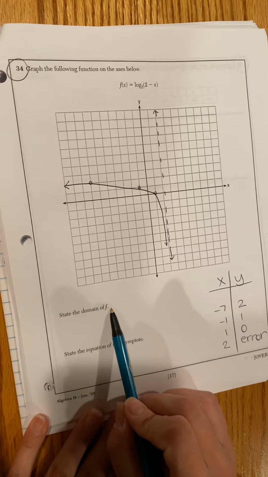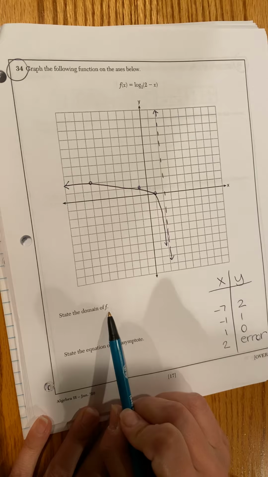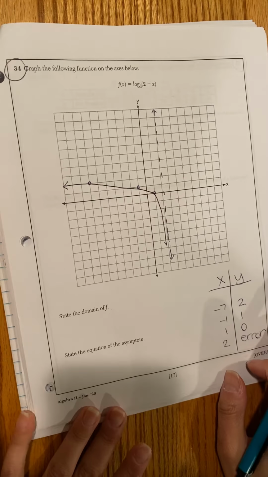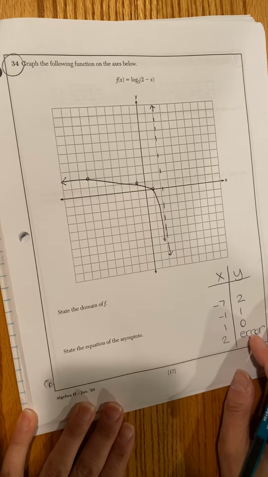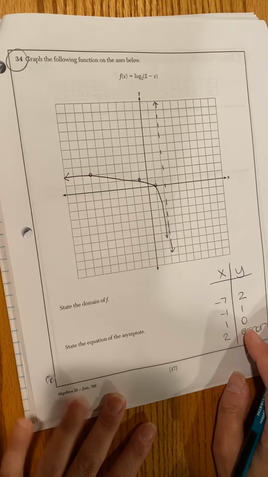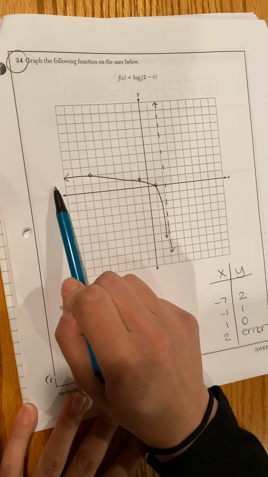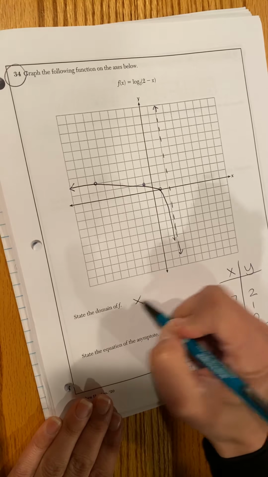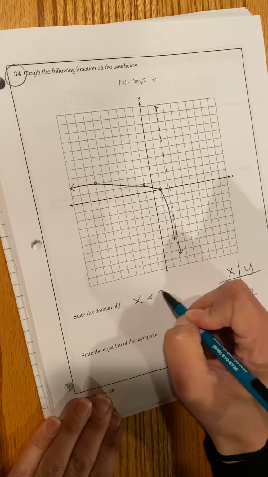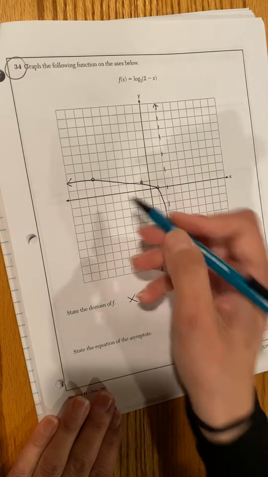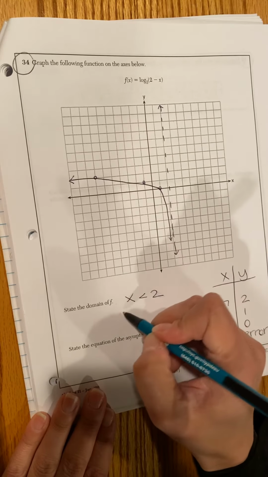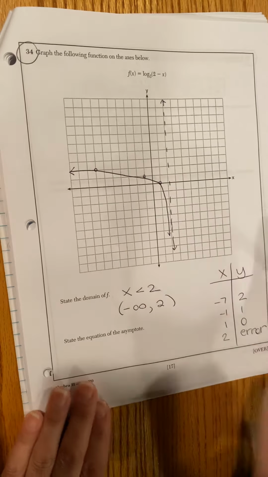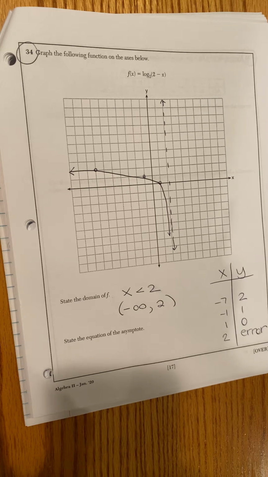So state the domain of f. Okay, so domain is your x values. So there's 2 ways you can write it. So basically our graph is everything smaller than 2. So that means x is everything less than 2. Or another way is since we have arrows on the end, that means we're going from -infinity and then we are stopping at 2. Okay, so either one of those would be fine.